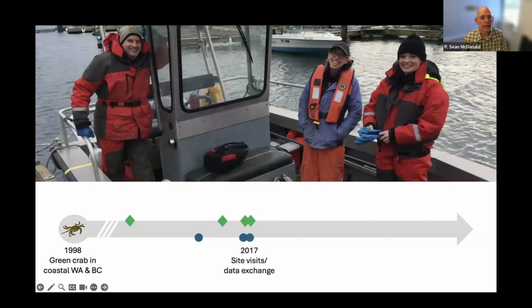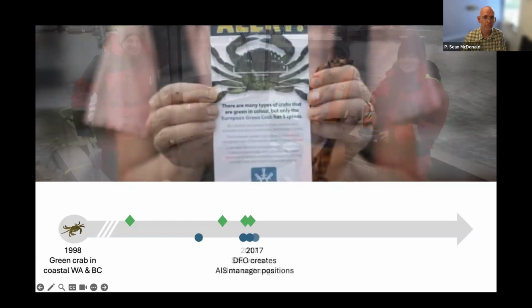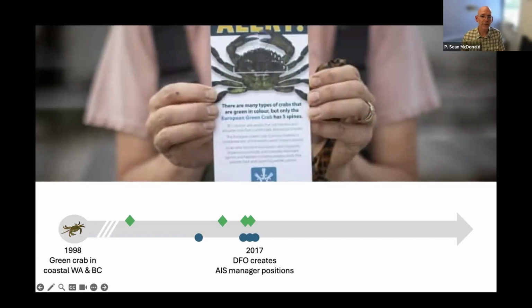As a result, DFO, Crab Team, and Washington Department of Fish and Wildlife increased site visits and data exchange and sample sharing. This photo was taken during one of those trips to Sooke Basin, where we participated in a joint effort to collect genetic samples for evaluation. In 2017, DFO created aquatic invasive species manager positions to address green crab in British Columbia, and these managers were charged with developing monitoring and control efforts and increasing outreach there.